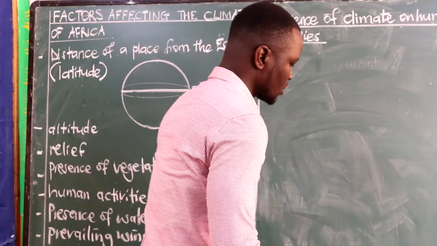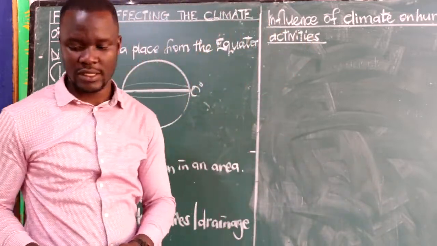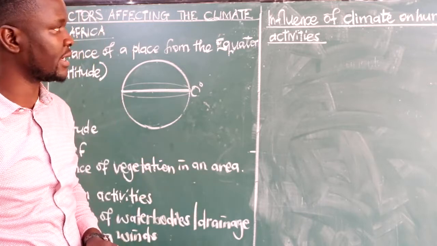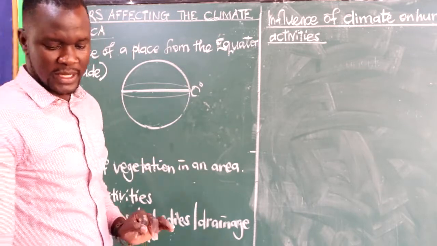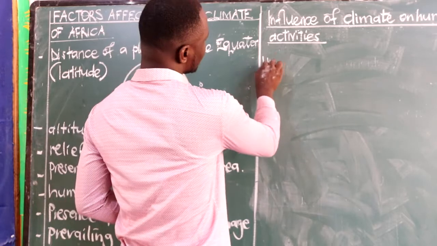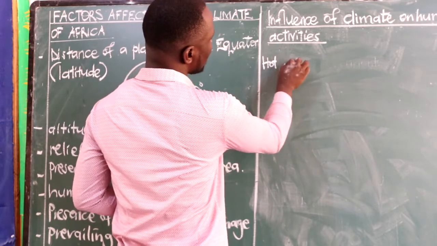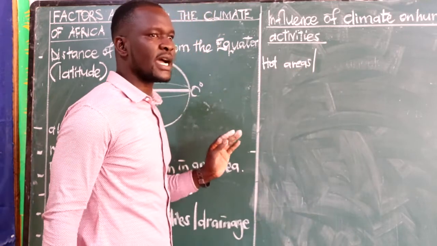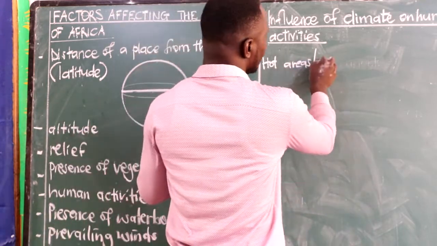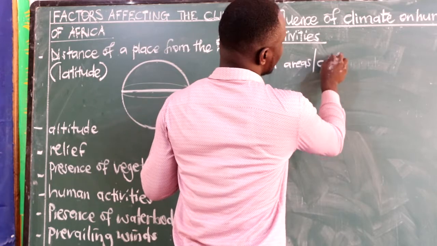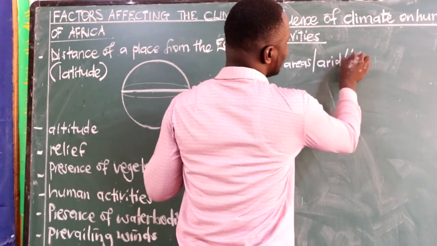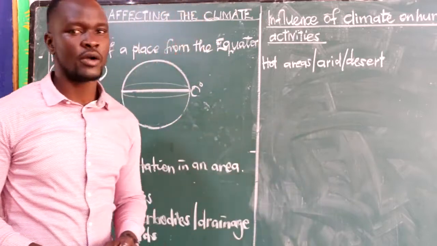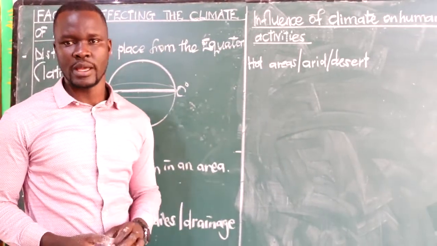So we are going to be looking at how these different areas determine the activities that people can be doing in that area. We are saying that people who live in hot areas, of course hot areas, we can't be looking at semi-arid climate. People who are in the arid, this is what we call desert. Don't get lost. Desert or arid areas.